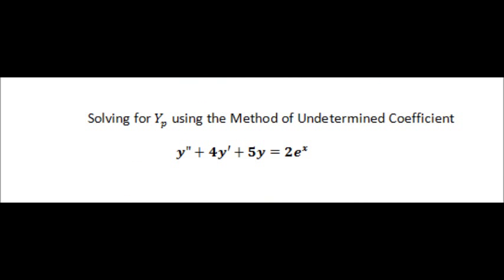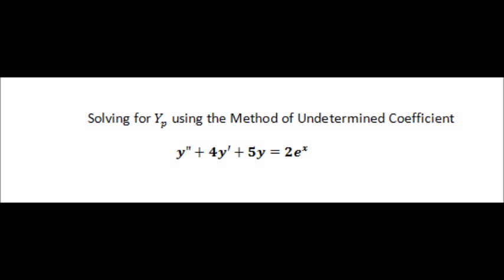We need to find the solution for yp. We can solve yp using two methods: variation of parameters or the undetermined coefficients. In this example, I use the method of undetermined coefficients because it is simpler than the variation of parameters. So this is the original equation.